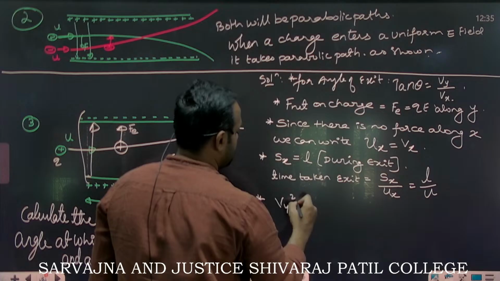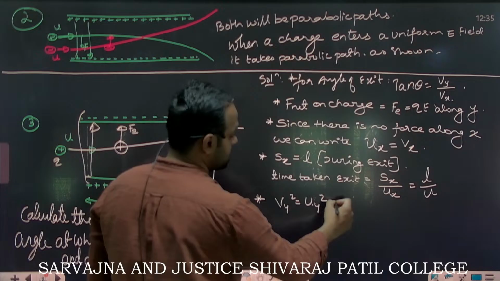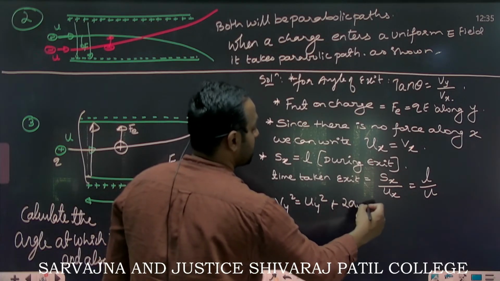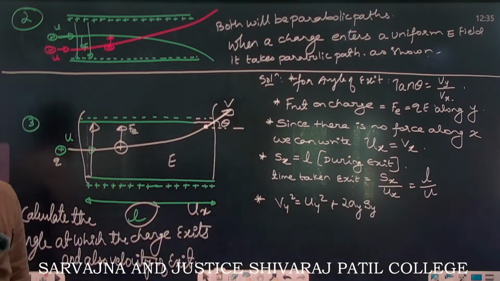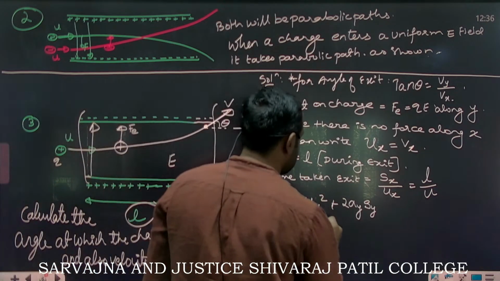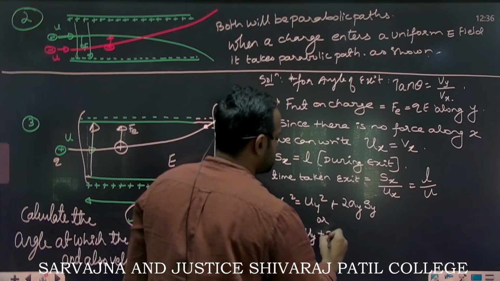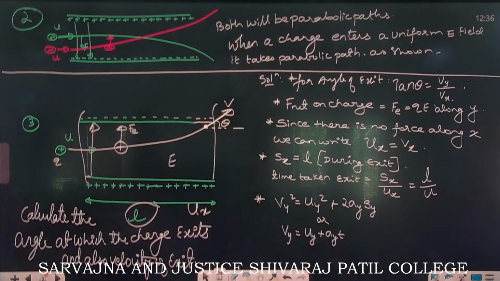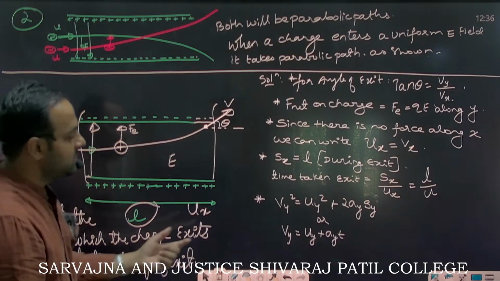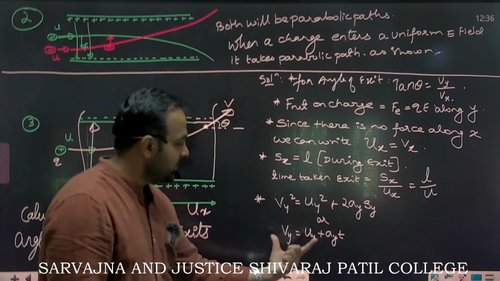So Vy square is equal to Uy square plus 2 Ay into Sy. Either you use this or what do we use? Vy is equal to Uy plus Ay into T. Now since we do not know the displacement along the vertical direction, we will not be using this. Instead we will be using V is equal to U plus AT, because we know the time.